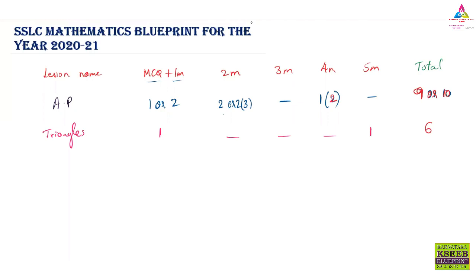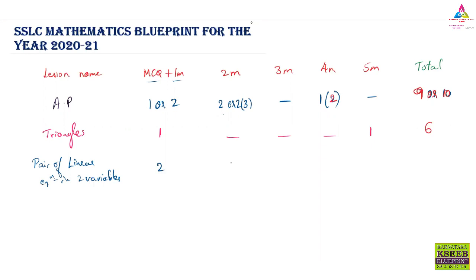Now coming to the third lesson, the pair of linear equations in two variables. Here, most importantly, if you go through this lesson, the 1 mark questions are very important. From it, 2 questions of 1 mark will be given. Definitely 2 questions, that is, multiple choice plus 1 mark question, will be 2.